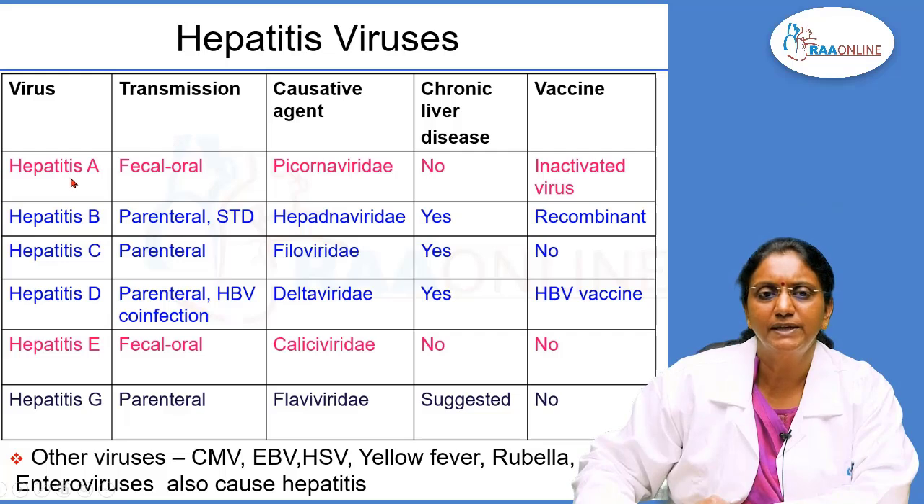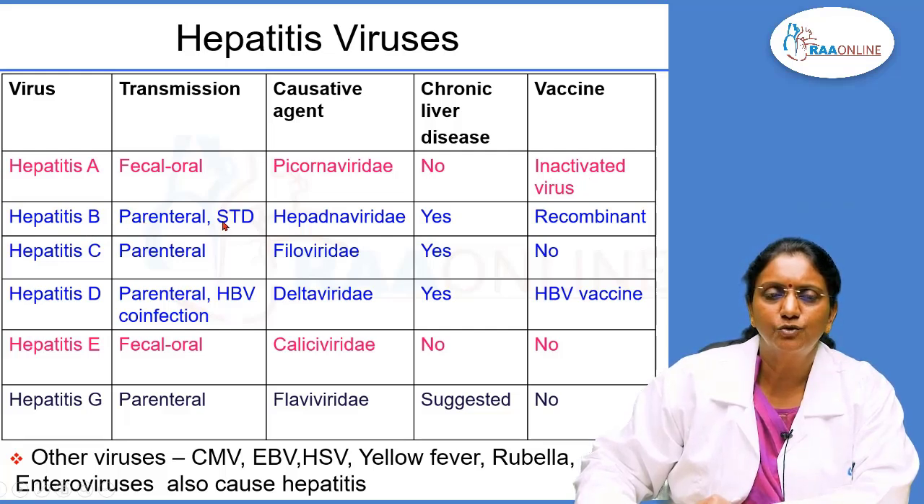If you see hepatitis A virus, the transmission is feco-oral route and the causative agent belongs to the family Picornaviridae. Pico means very small, and the RNA is in the name, so Picornaviridae. It's a very small RNA virus, and it does not cause any chronic liver disease, and there is a vaccine available. Either it's an inactivated virus or a live attenuated vaccine.